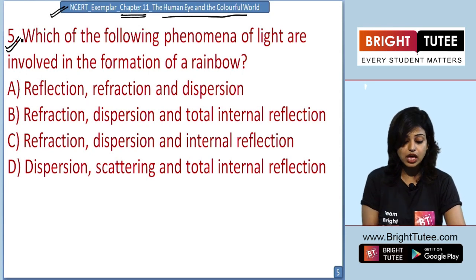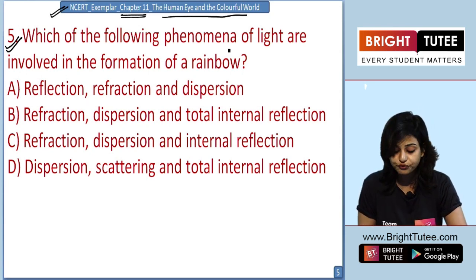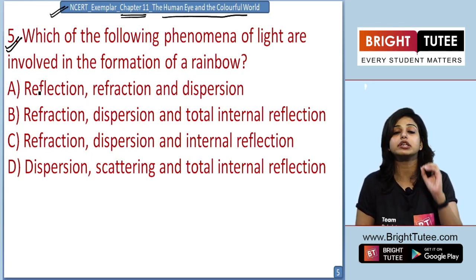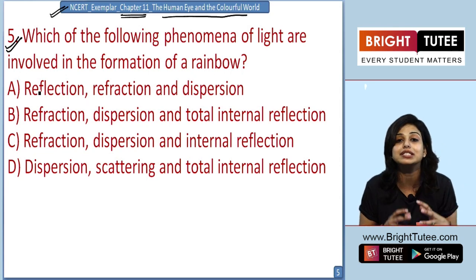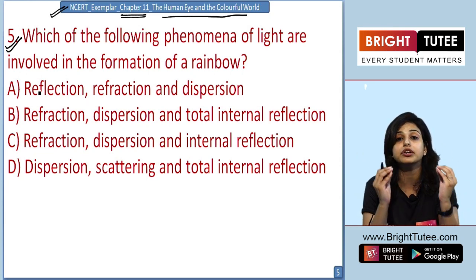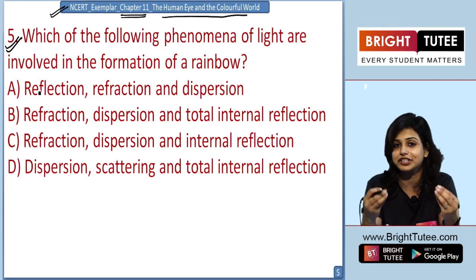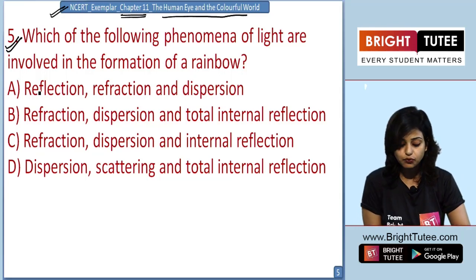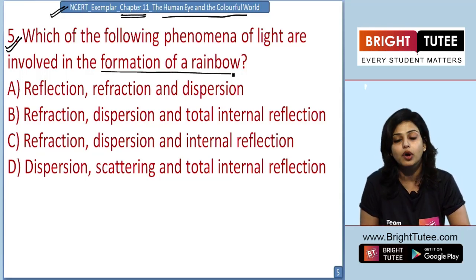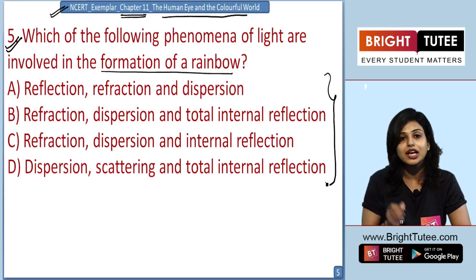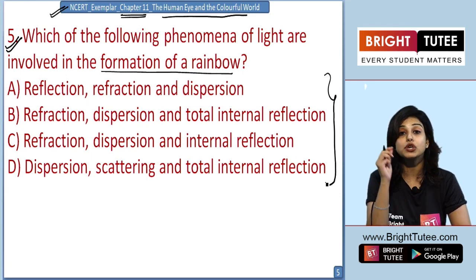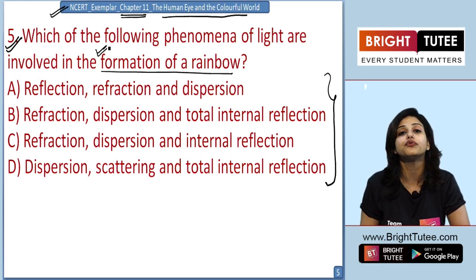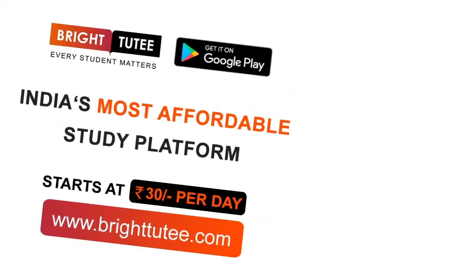The question reads, which of the following phenomena of light are involved in the formation of a rainbow? Now, rainbow is one of the concepts, students, that we see in nature. The dispersion of light occurs in nature. So, one answer I already spilled to you. What you need to tell is, while the formation of a rainbow, out of these four options, which one is the correct option? Which all phenomena of light take place in the formation of a rainbow? Right, students?